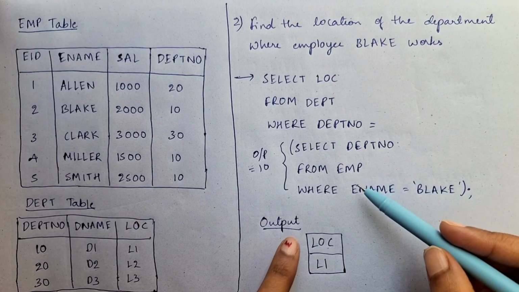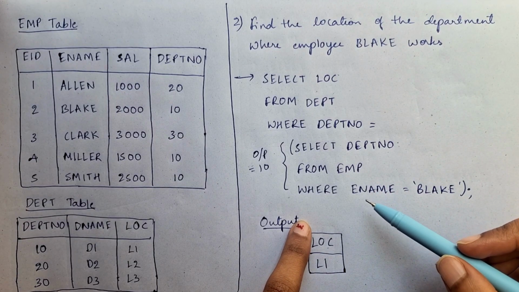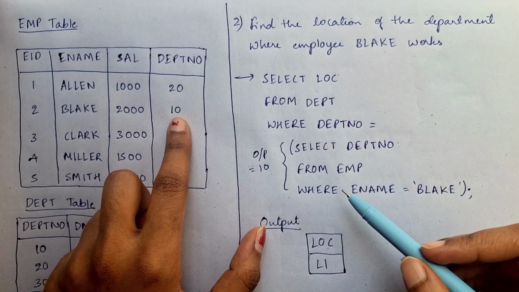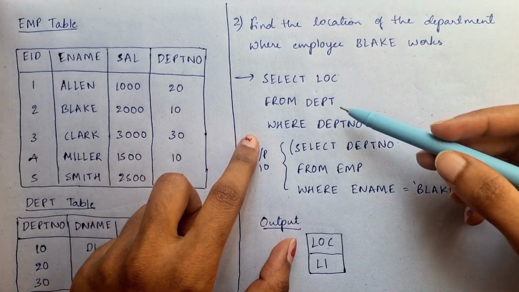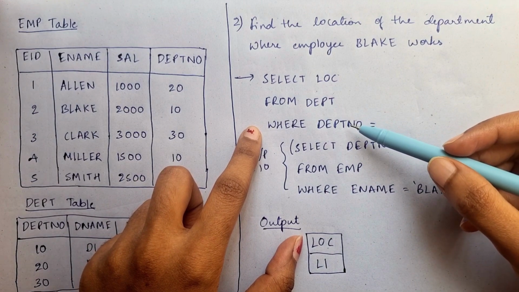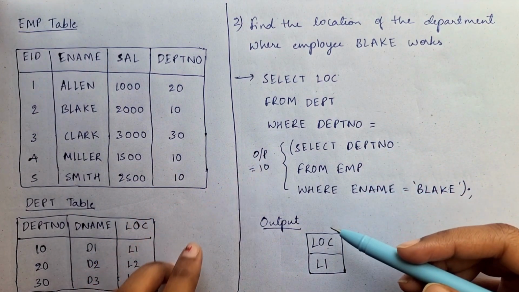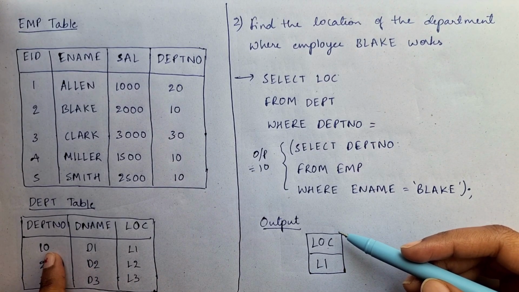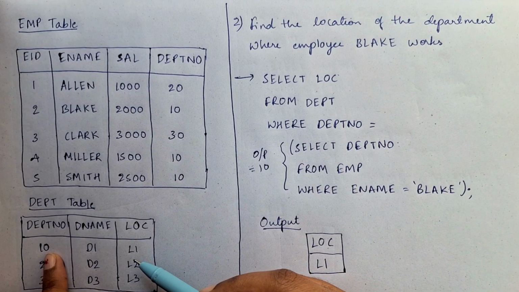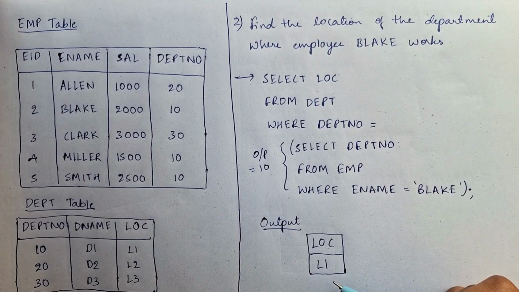The subquery executes first and it gives the department number of Blake from the EMP table, which is 10. Next, the outer query executes by taking the value 10 and it checks the department table and finds the location of department 10, which is L1. So the final output is L1, which is the location of Blake's department.